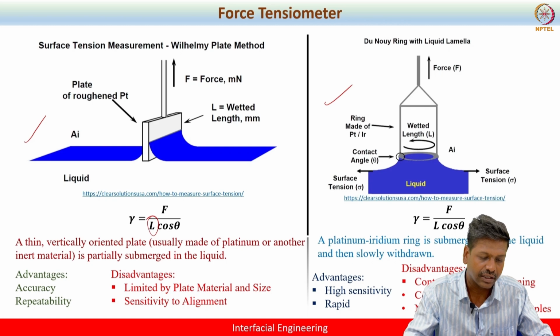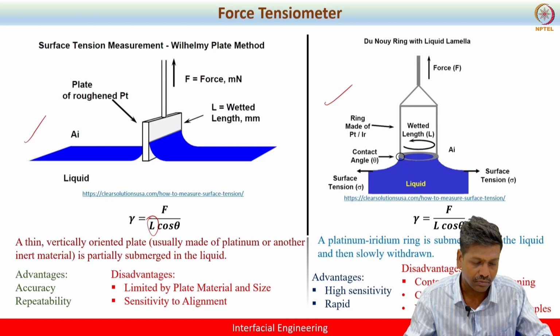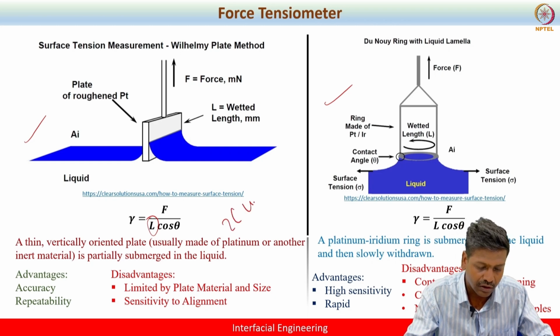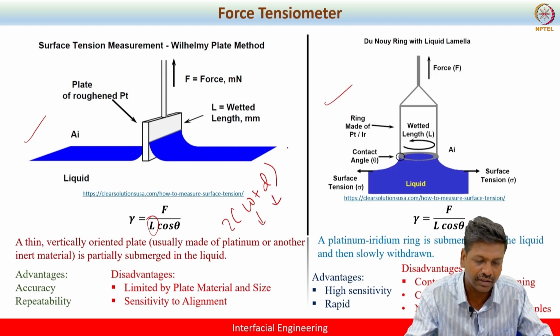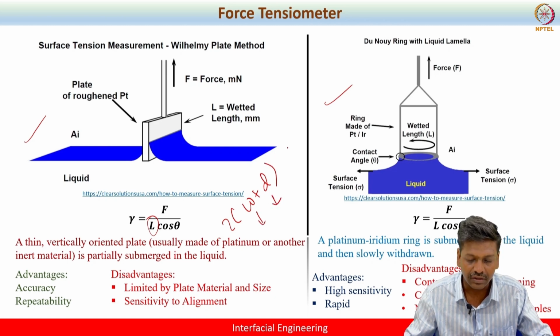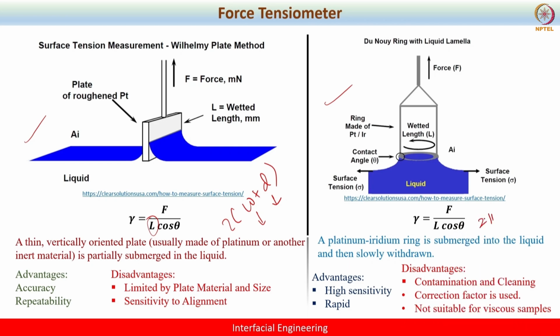In the case of the Wilhelmy plate method, the wetted perimeter will simply be 2 times (W plus D), where W is the width and D is the thickness. Whereas in the case of the Du Noüy ring, it is going to be 2π times (R_i plus R_o), since you have an inner radius as well as an outer radius. So what makes a difference is the perimeter.